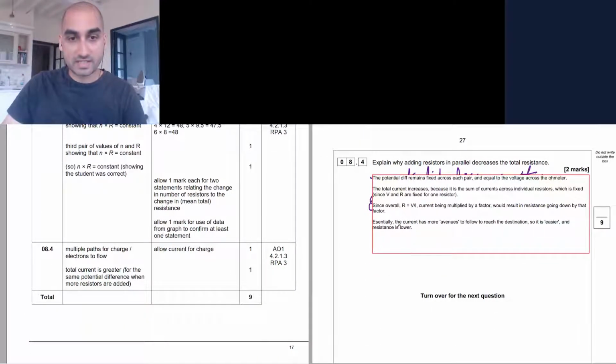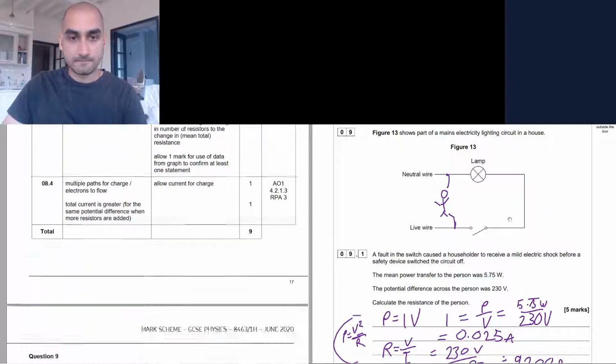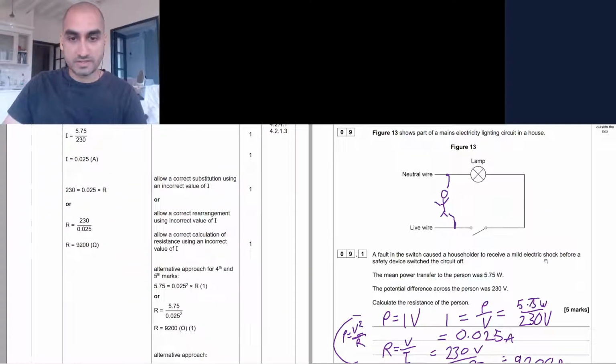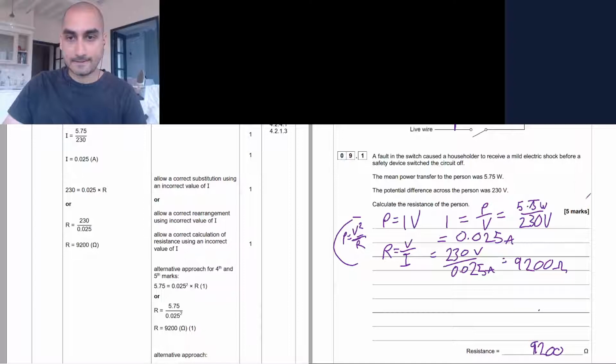Multiple paths. Oh wow, I actually said that. More avenues to follow. Total current is greater for the same potential difference. Yes, I did say all that, in a really long-winded way. 9,200, yes.